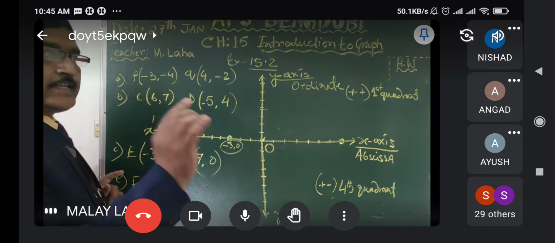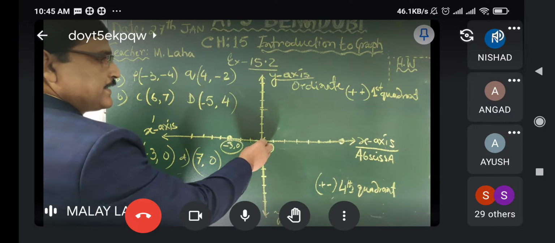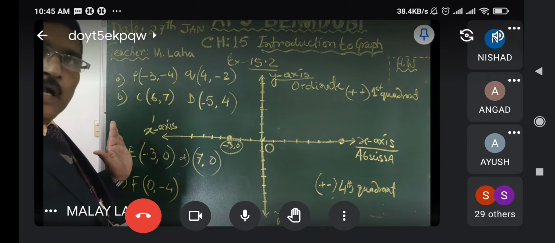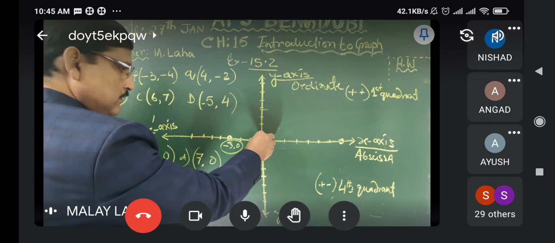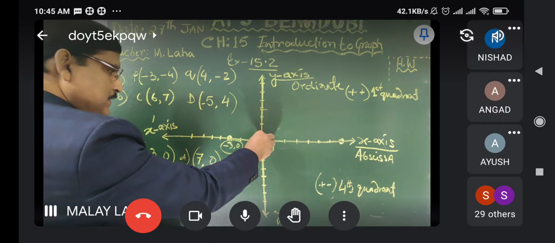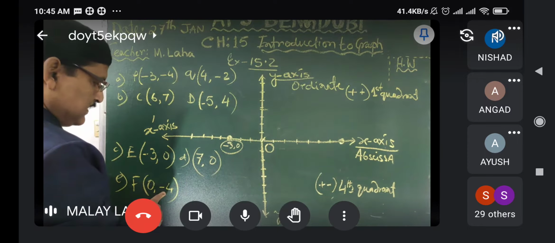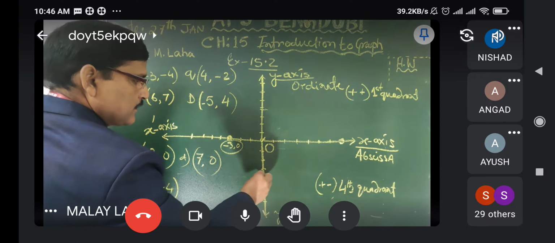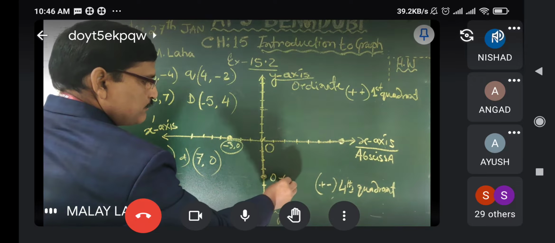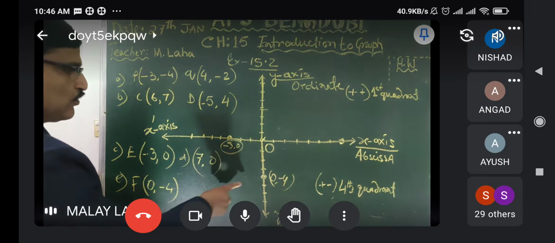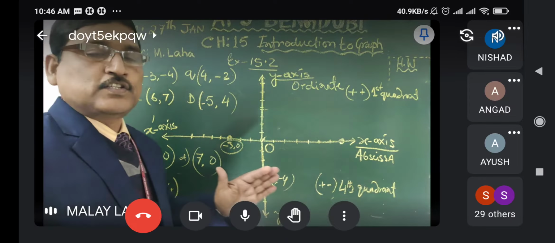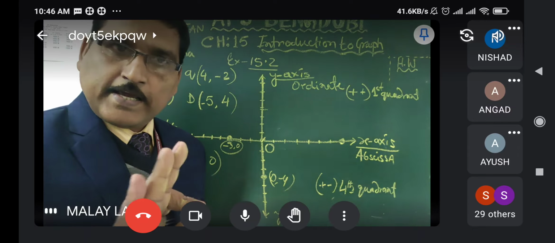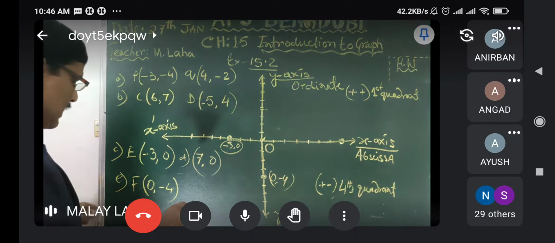You see, x is 0, which means x is neither moving to the right side nor to the left side. Understood? That means x is here only. And y is in the downward direction since it is negative. 1, 2, 3, 4. So it is located at this point. F is located here only. That means it is on the negative part of the y-axis. Clear?